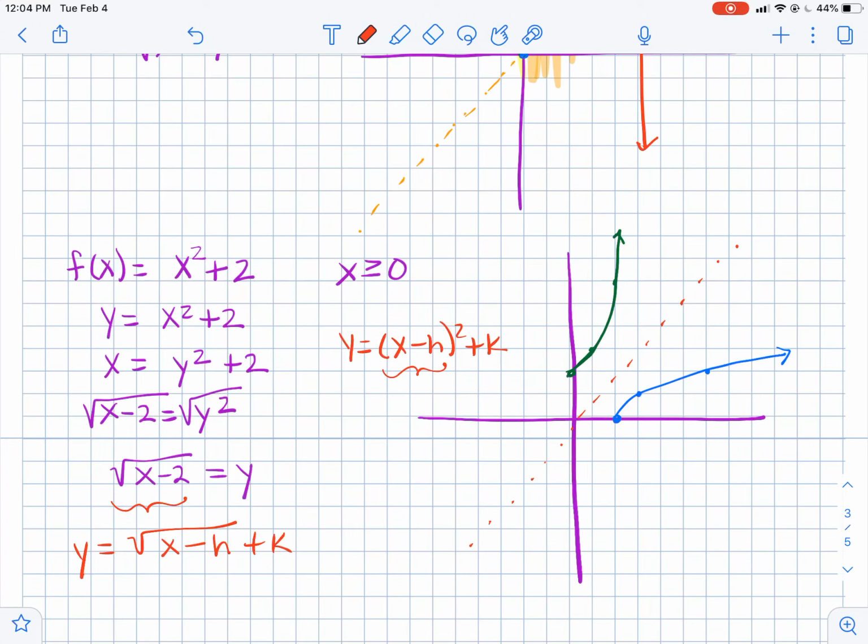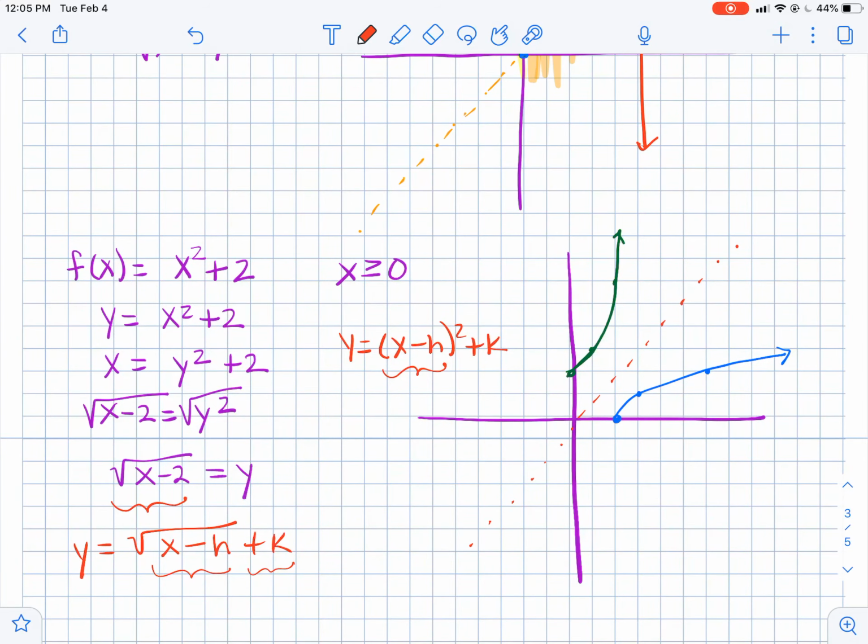So it's going to do the same thing. Whatever is in here is going to move it to the right, which it did. And again, whatever is out here is going to move it up. Well, there's nothing, in this case, out there. There's no plus to it, so it did not move it up. It stayed. So that is the inverse of that quadratic.